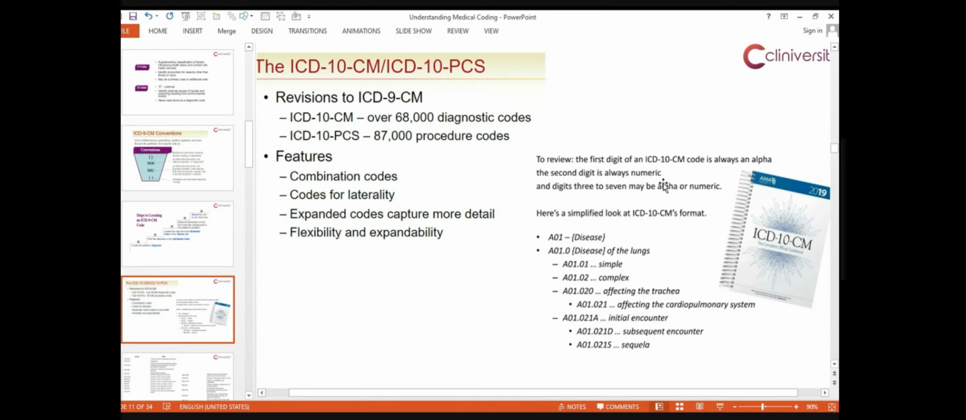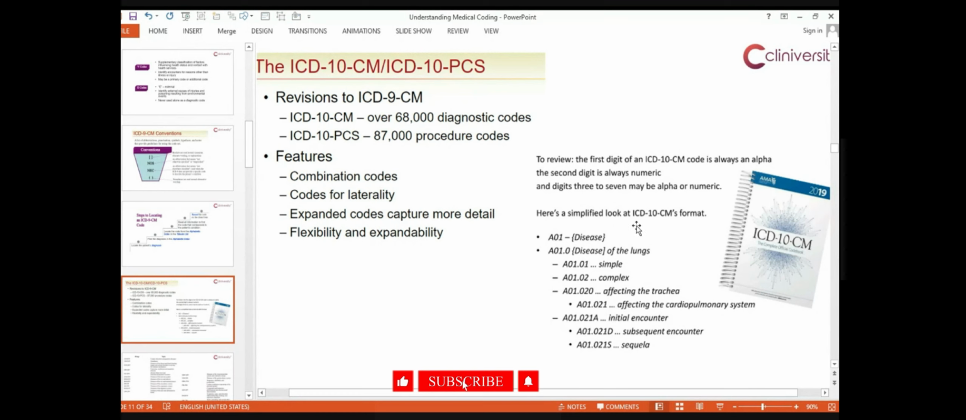And a code must have a minimum of 3 characters and a maximum of 7 to 8 characters. So that is what is written. The first digit of an ICD-10 CM code is always an alphabet, and the second digit is always a numerical digit. And digits 3 to 7 may be any alphabet or numeric.